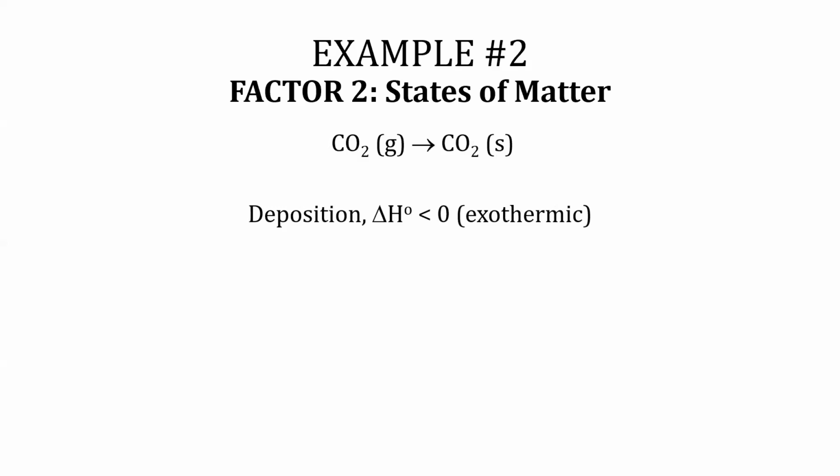In this process where gaseous carbon dioxide converts to solid carbon dioxide, this is a phase change called deposition, in which delta H is less than 0, and since this phase process is exothermic, the delta S will also be negative or less than 0, meaning that the reactant has more disorder in the substance than the product.